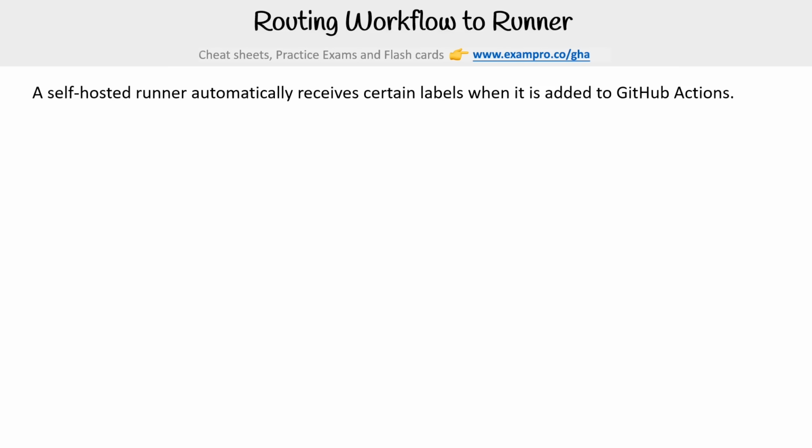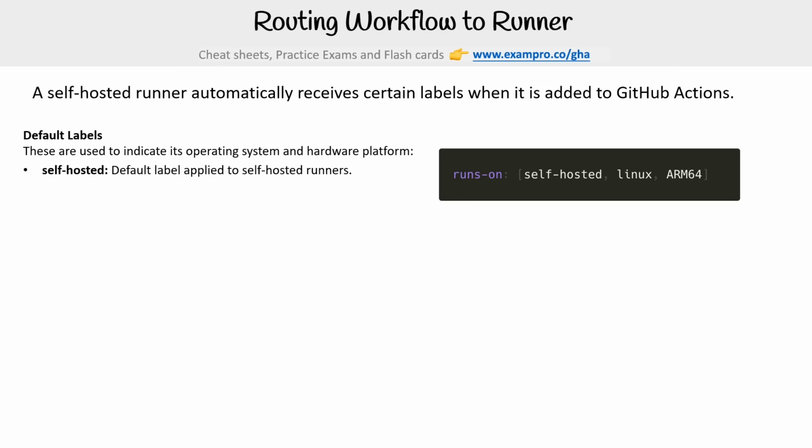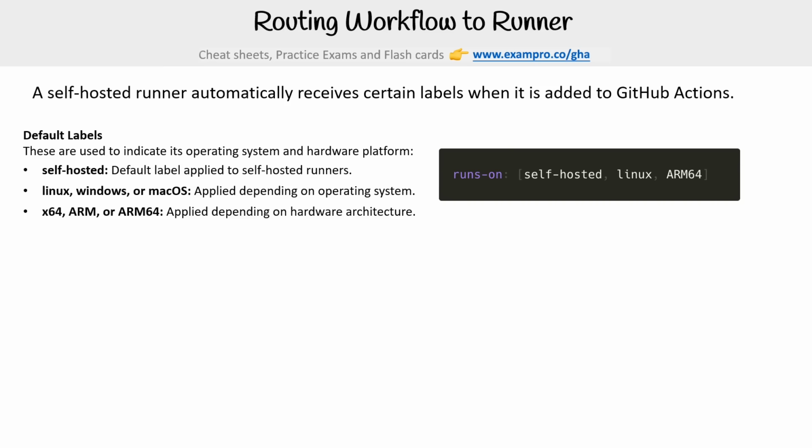A self-hosted runner automatically receives certain labels when it's added to GitHub Actions. What are labels? It's these things over here on the right side of the runs-on. And we have default labels. These are used to indicate its operating system and hardware platform. So we have self-hosted, if we're specifying the default label for self-hosted, and we have the one specific for operating system like Linux, Windows, macOS. We can also have ones that are specifying x64, ARM, or ARM64 architecture.